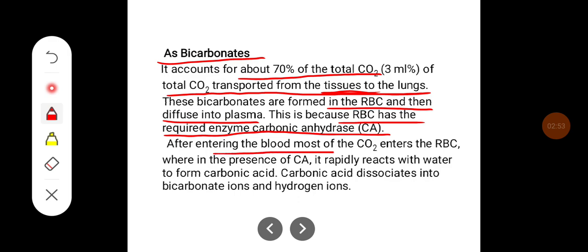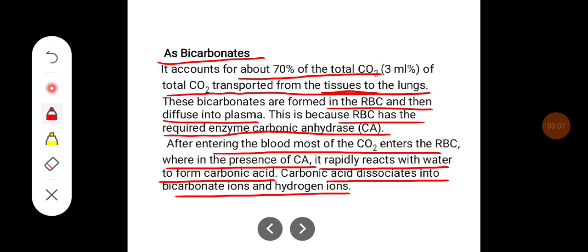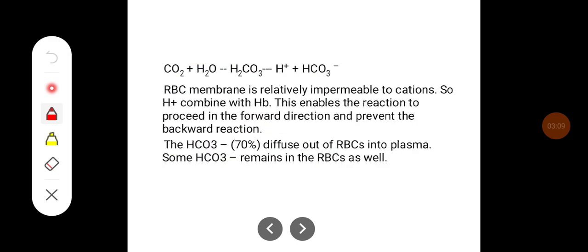After entering the blood, most of the carbon dioxide enters the RBC, where in presence of carbonic anhydrase, it rapidly reacts with water to form carbonic acid. Carbonic acid dissociates into bicarbonate ions and hydrogen ions. This is the reaction when the carbon dioxide enters the RBC. It forms carbonic acid, then it forms H plus ion and bicarbonate ions.